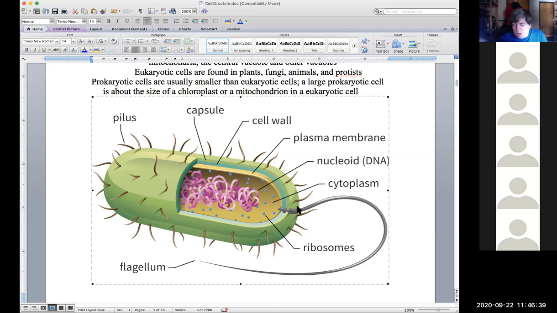Remember, one of the characteristics that we talked about in chapter 1 for living organisms was that living organisms can respond to their environment. If a bacteria cell can detect chemicals it likes in one direction, it can use this flagellum and swim in that direction. If it detects chemicals it doesn't like, it can use its flagellum and swim away from those.